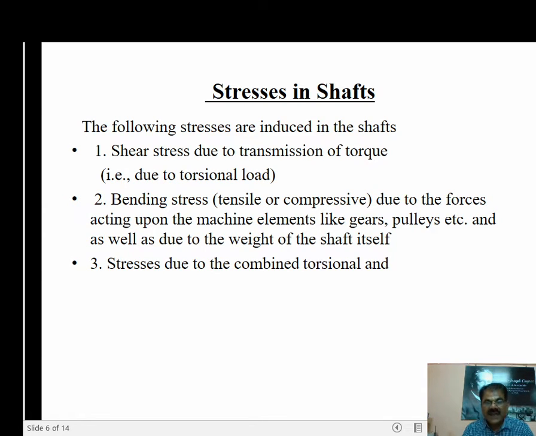Number 2 is bending stress, due to the forces acting upon the machine elements, such as gears and pulleys, as well as due to the weight of the shaft itself. In bending stress there may be tensile or compressive stress. The third one is stresses due to combined torsional and bending stress.